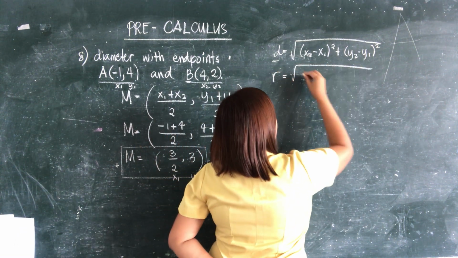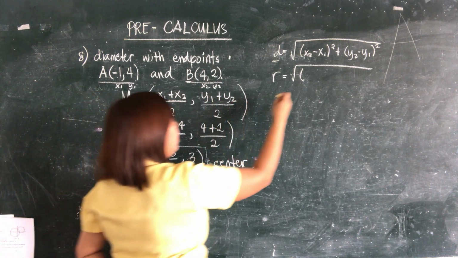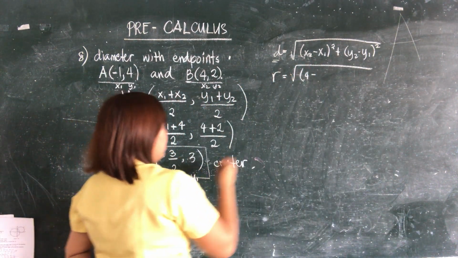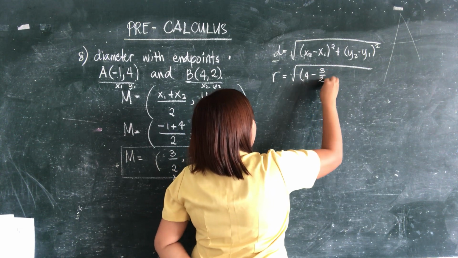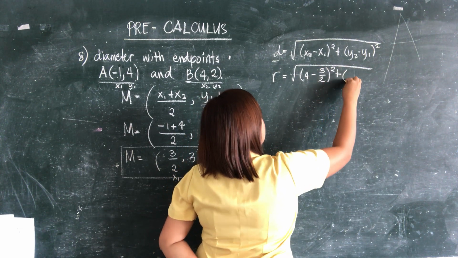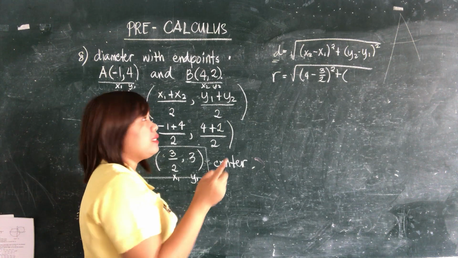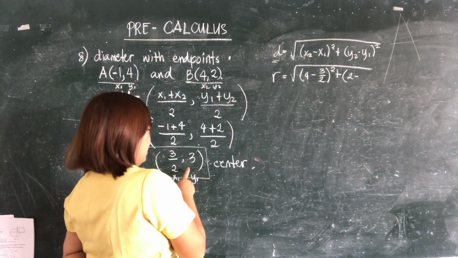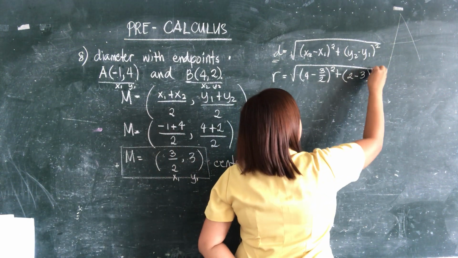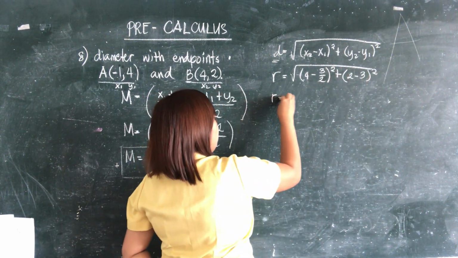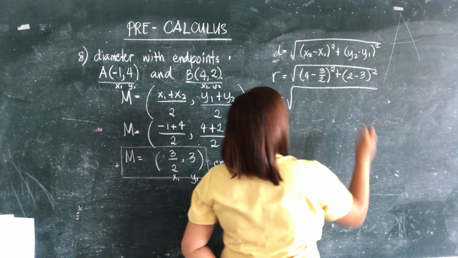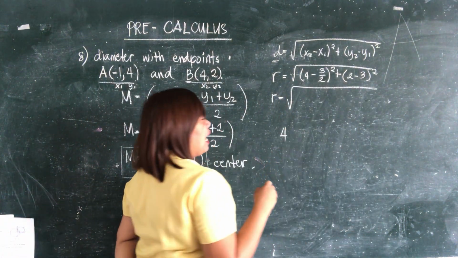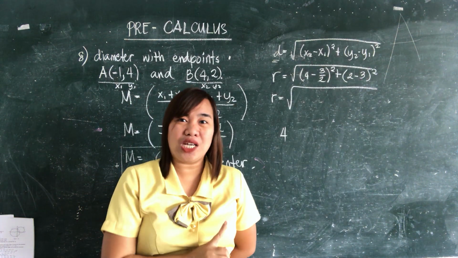The square root of your x sub 2, which is 4, minus your x sub 1, which is 3 halves, quantity squared, plus your y sub 2, which is 2, minus your y sub 1, which is 3, quantity squared. So R equals the square root of 4 minus 3 halves. So that's yung pinaka-hate ng mga student, the fraction.